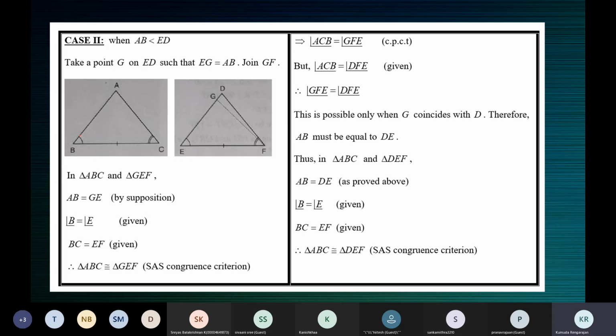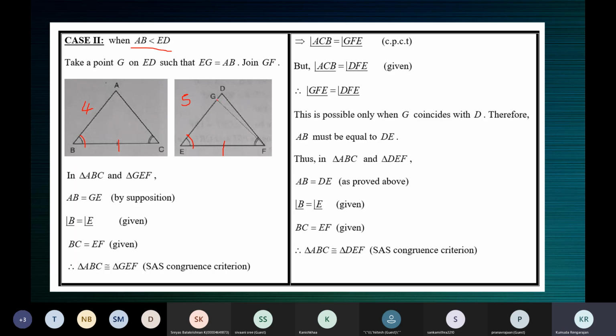Again, we have angle B is equal to angle E, we know. BC is equal to EF, we know. Now we are concerned about AB and DE. If AB is not equal to DE, then maybe AB is less. So if AB is 4 centimeters, maybe DE is 5 centimeters. AB is less than DE.